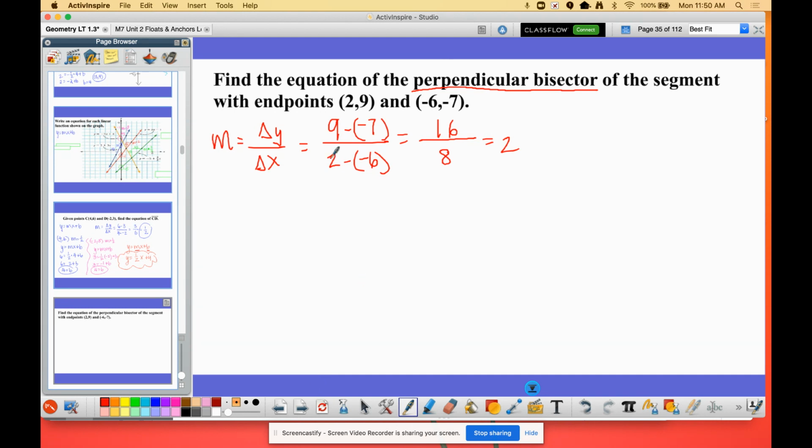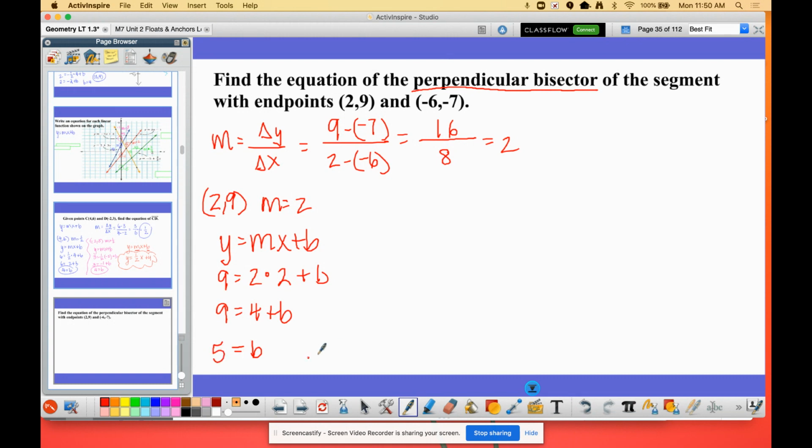Now, we need the y-intercept of this line because we're looking for, ultimately, the perpendicular bisector of this segment. So we're just going to use the point (2, 9) and the slope of 2, and we're going to find the y-intercept. So we'll put 9 in for y, 2 in for your slope, 2 in for x, plus b. 9 equals 4 plus b, and b will give you 5. So your y-intercept is 5, okay?